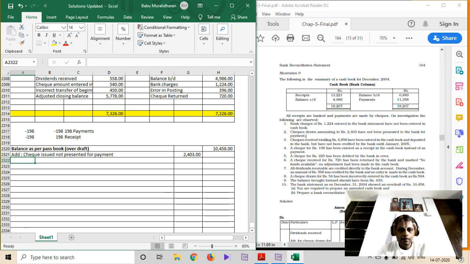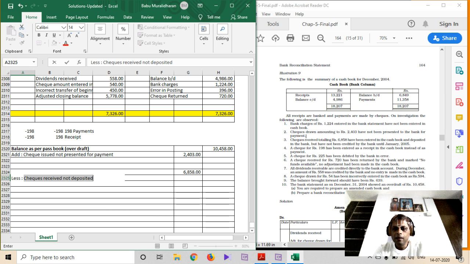Then less: checks received totaling, checks received not deposited. Why do you have to adjust it again here? The overdraft balance has been adjusted in the cash book. The overdraft balance has come down in the cash book, whereas the passbook overdraft is still showing a higher number because the check is still not credited in the bank. So reduce it, right? 6,858.